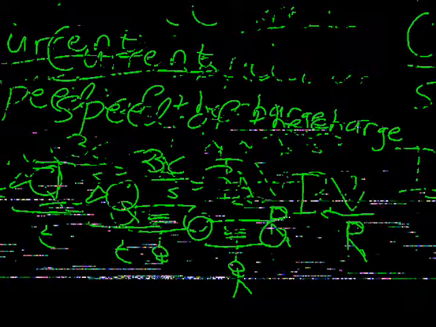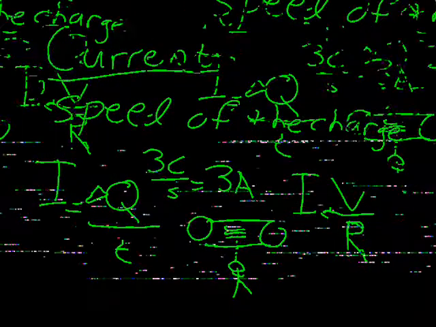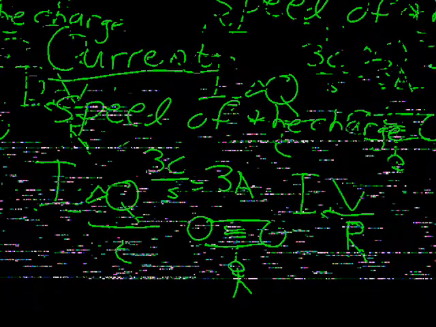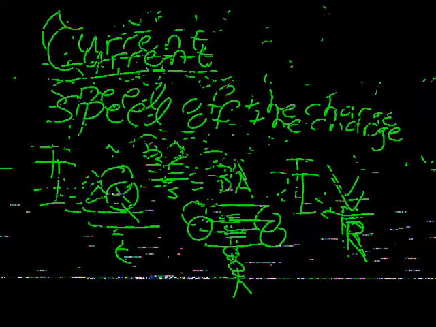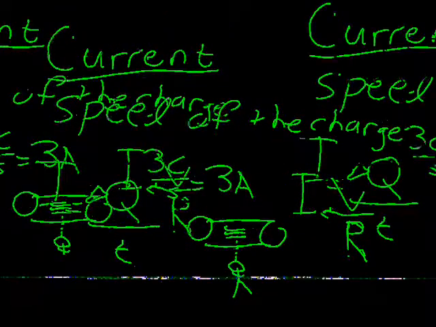So the current, measured in amps or amperes, named for a French guy, is the number of coulombs that pass you in a second. That's current. This is how fast the charges are moving. Okay?